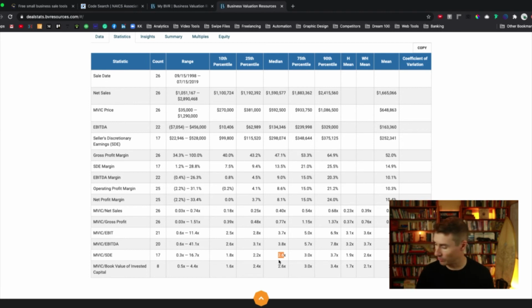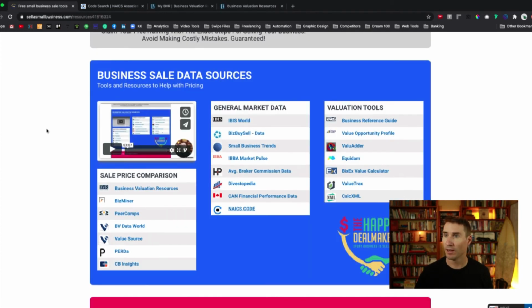So I'm gonna erase our whiteboard here and store that just so we have it for our final calculation. All right, and there you go. So that's how you can find it. So you can do this for your industry, and like I said, you can go back to sellasmallbusiness.com/resources, and it's going to bring you over to this site, and you have all the links here to determine what your multiple is going to be on your business.